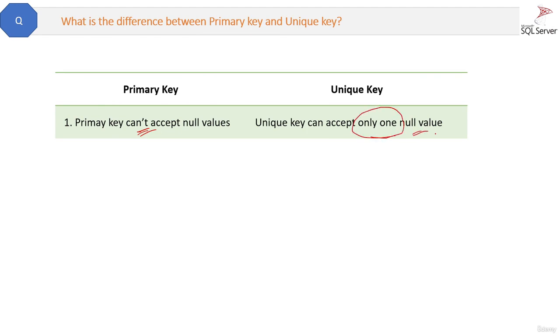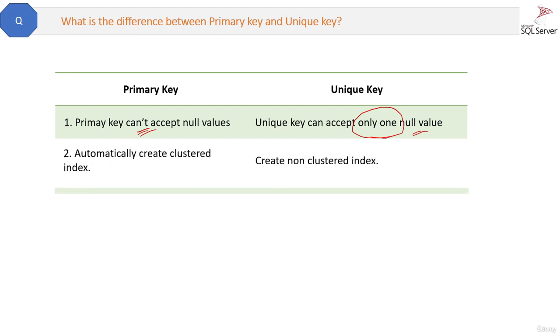Remember, only one null value is allowed in a unique key column. The second difference is that when you create a primary key, it will automatically create a clustered index for the column, whereas a unique key will not create a clustered but a non-clustered index automatically for the column.